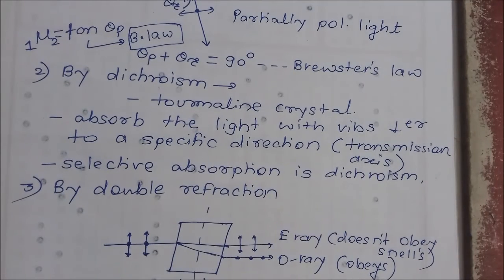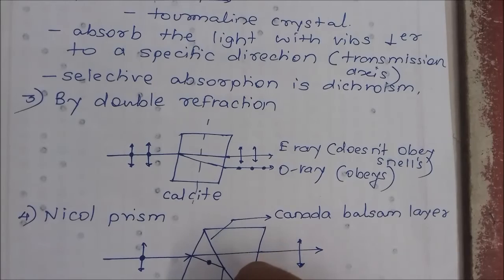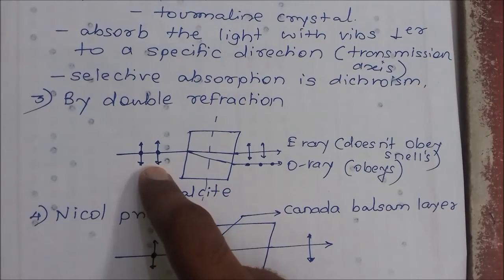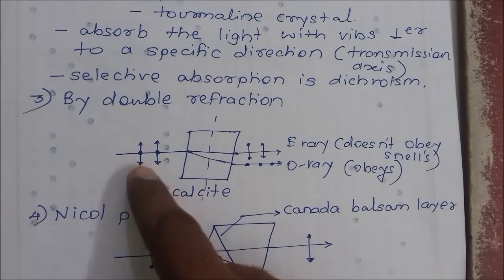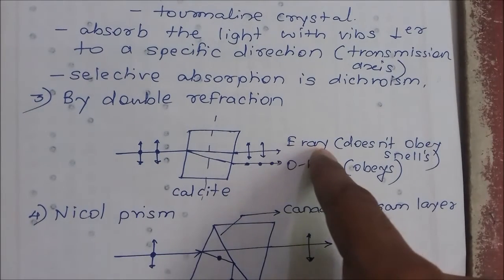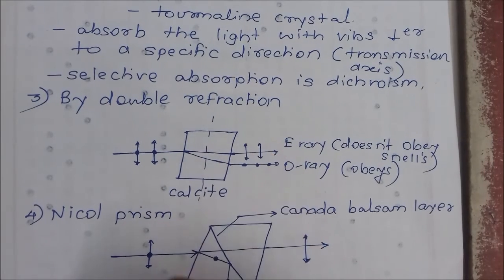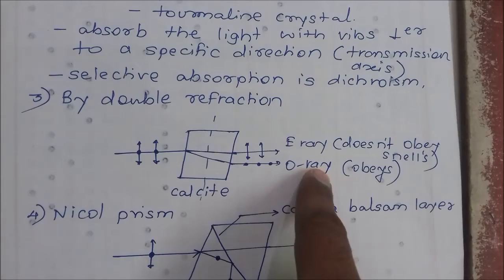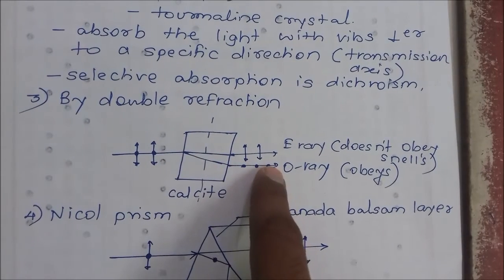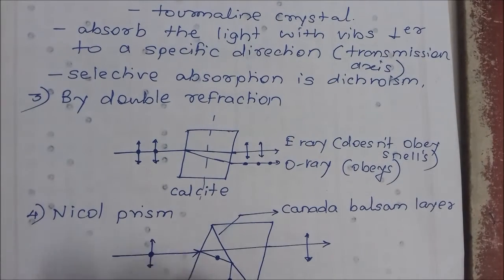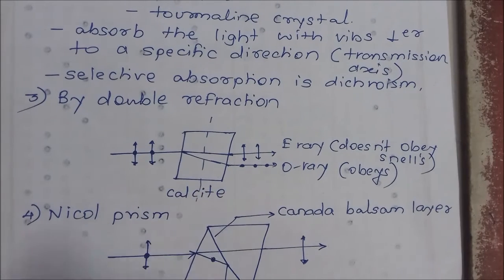Then double refraction. Incident light is unpolarized. It has vibrations in vertical as well as horizontal direction. So the extraordinary ray passes undeviated. It does not follow Snell's law. An ordinary ray follows Snell's law, therefore it gets deviated. So this is the separation of the extraordinary ray and ordinary ray. Both rays are plane polarized. It is shown by the calcite crystal.